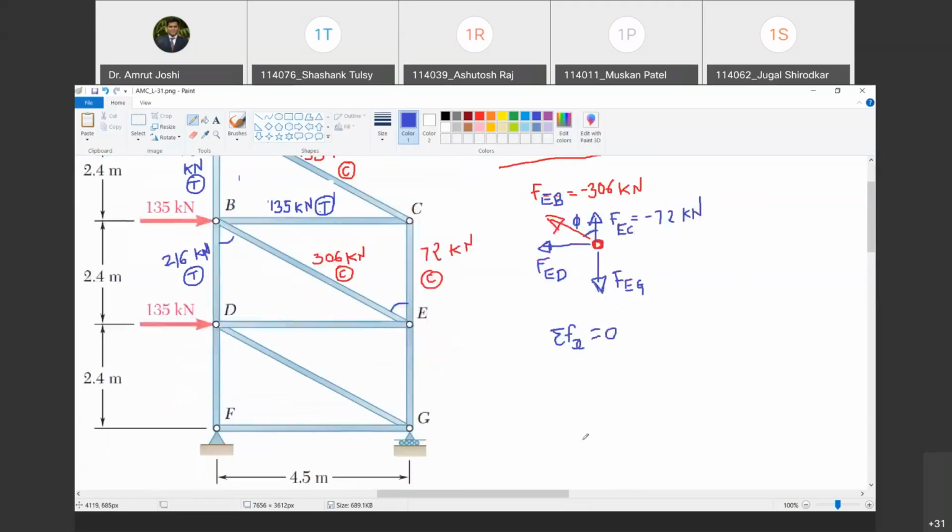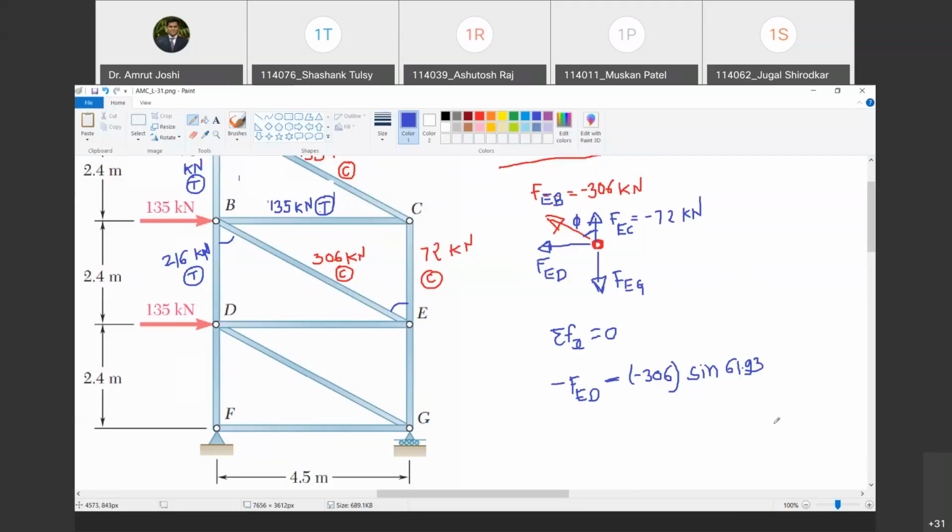So you are going to have minus FED, minus of minus 306 into sine phi, sine 61.93. I hope you have understood what I have written. Look, the x component of FEB is going to be FEB sine phi. Do you agree with me? Yes, sir. And that is going to be in the negative direction. So I need to assign a negative sign to that. But FEB's magnitude itself is negative. So minus of minus 306 sine 61.93.